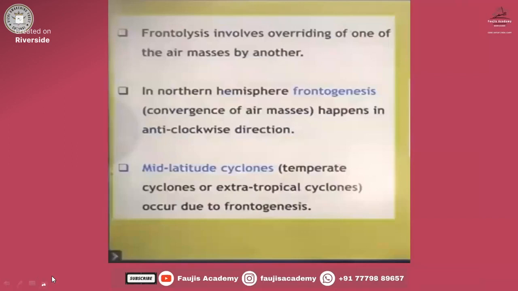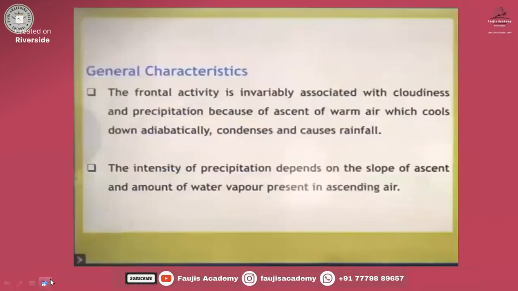So that is frontolysis. Now see, when we study the cyclone, we see that when we have cyclone formation in the northern hemisphere, we have the anti-clockwise direction, like cyclonic formation, and in the southern hemisphere, we have the clockwise formation. So that part we will study in the cyclone part. Okay.